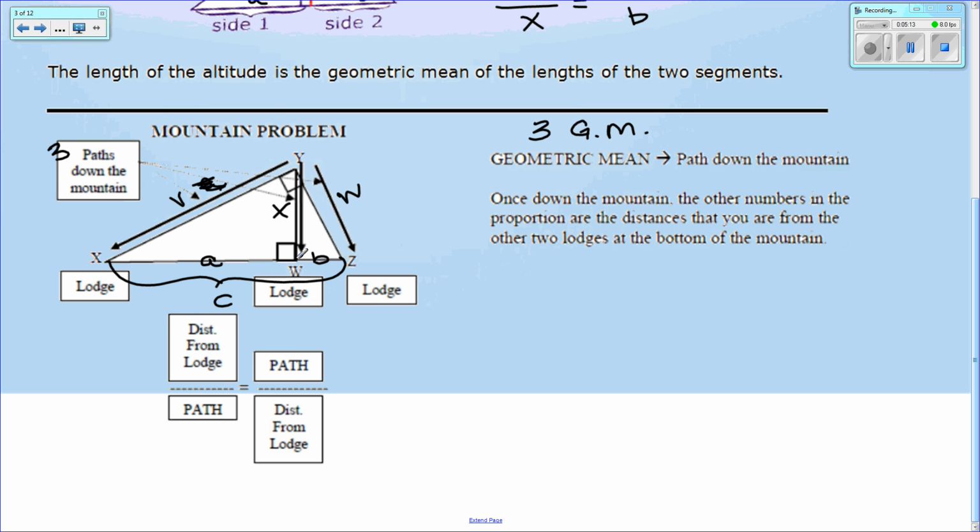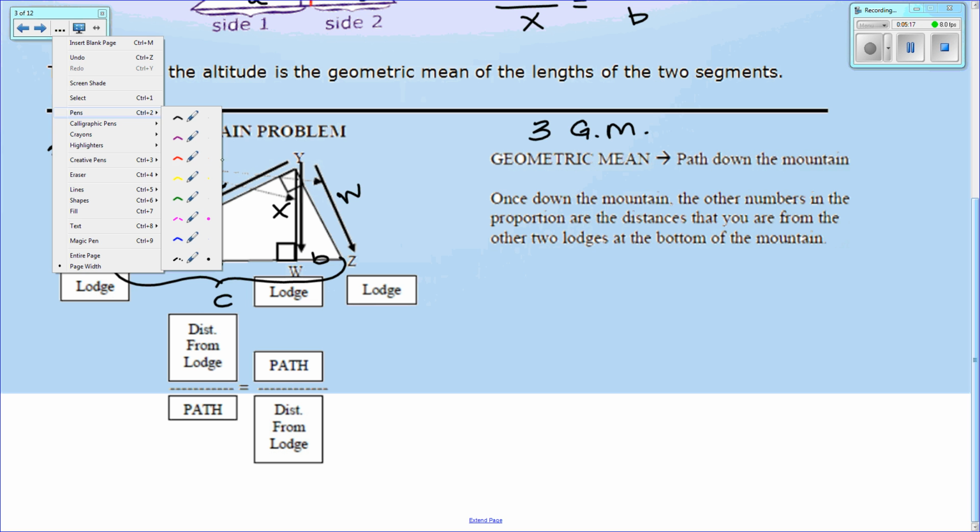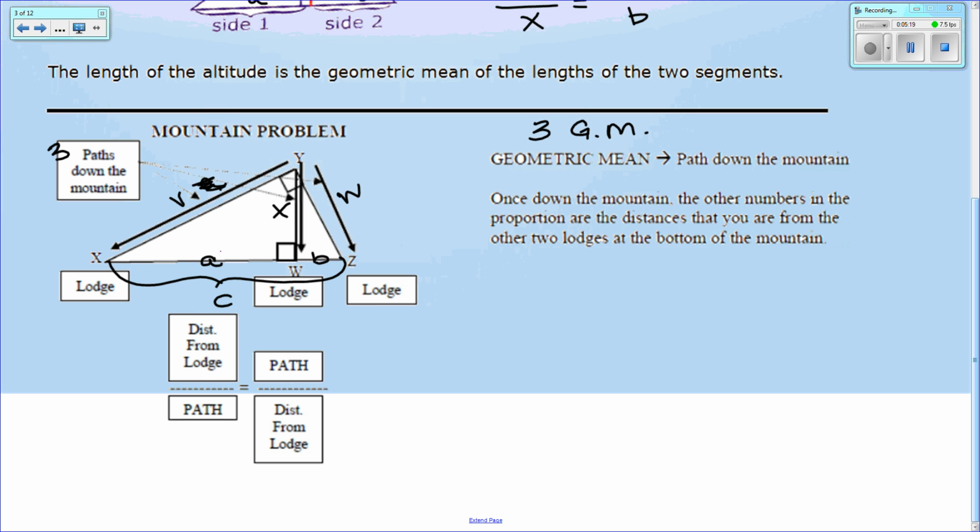But I'm going to show you this way because I think this way is much easier. So our first path, we've got this one here, which we've already learned. If this is my geometric mean, then I pair it with A and B.